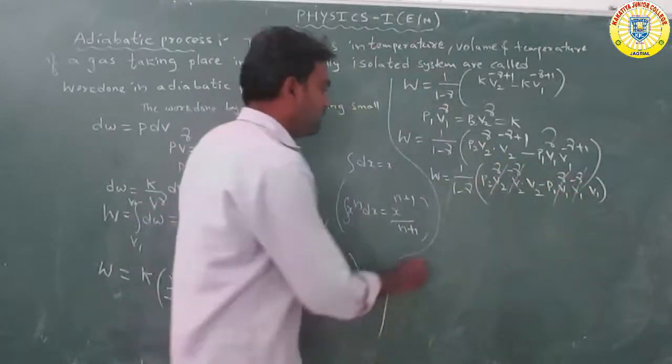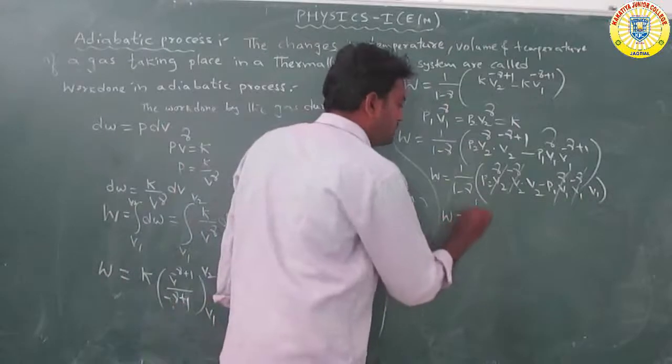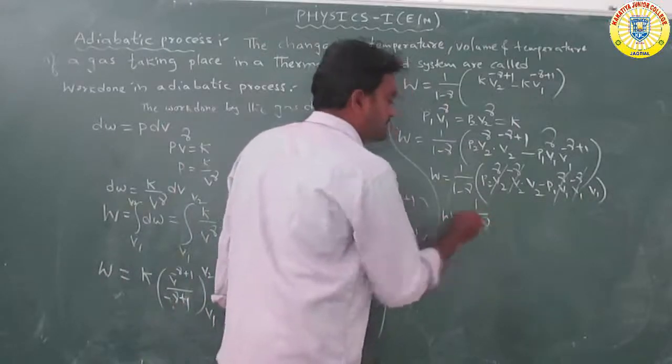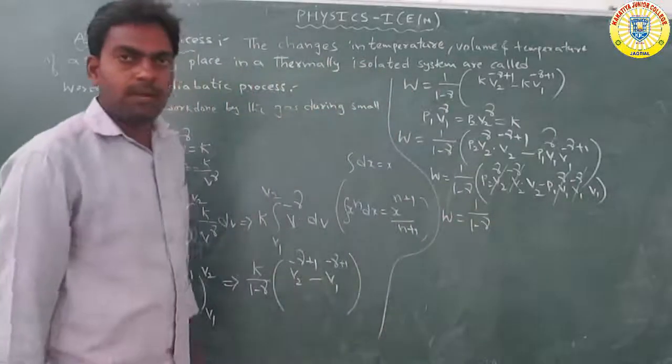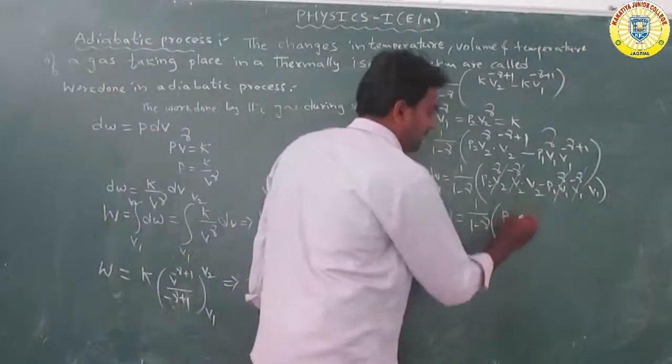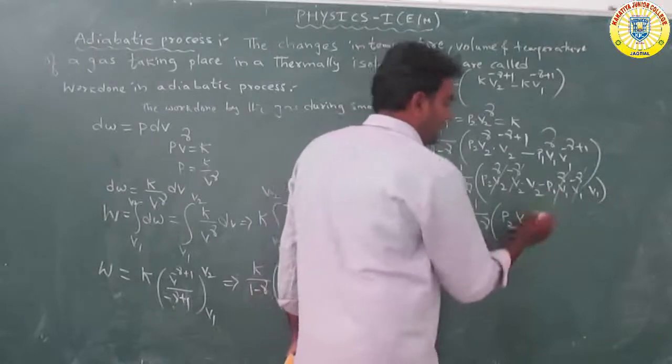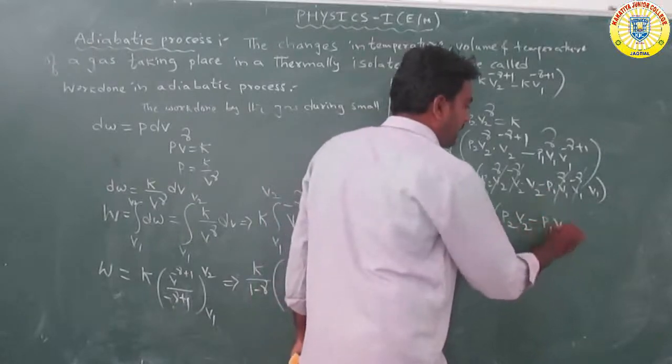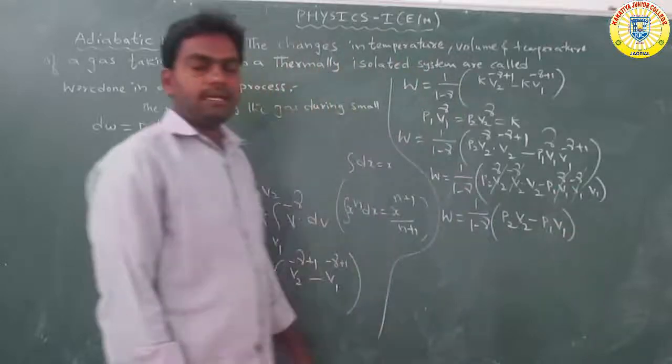Okay, so the remaining equation we can write. W is equal to 1 by 1 minus gamma into P2, the remaining term V2, and we have taken minus P1 and V1.